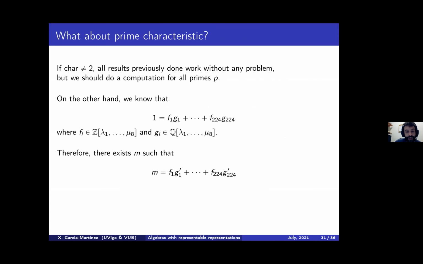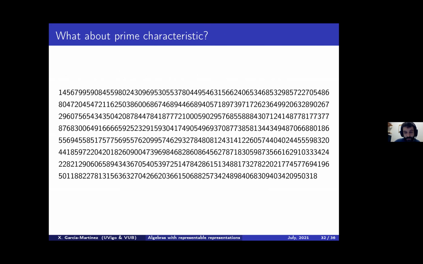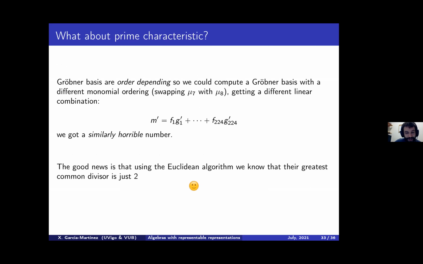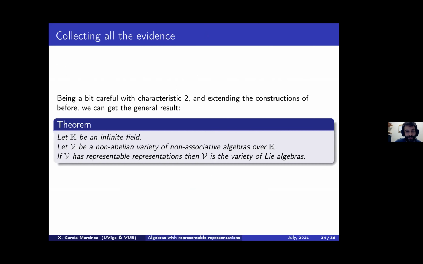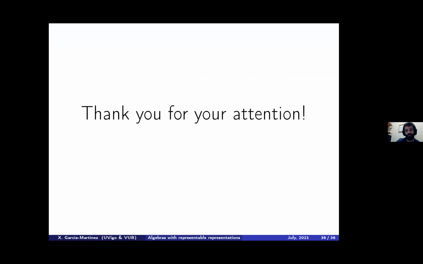Okay. Anyway, just to summarize, in characteristic different than 2, we did some things with some horrible numbers as well, but I don't want to talk about this now. What I want to say is to state the final result: if V is a non-abelian variety of non-associative algebras over K, and if V has representable representations, if it has this very nice property, then it is the variety of Lie algebras. So in the end, it is a categorical characterization of Lie algebras. Okay, so thank you very much.